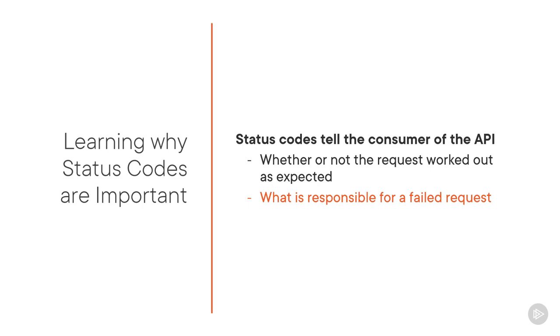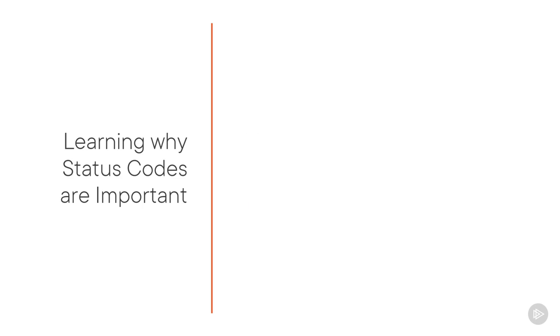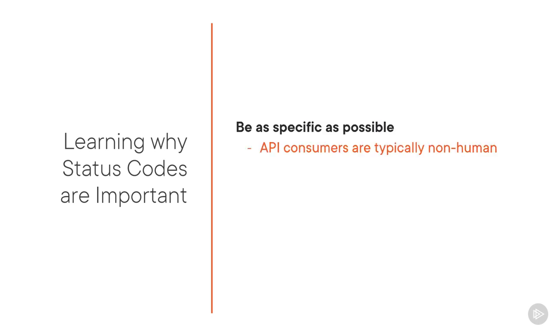We are currently returning 200 OK status codes. But if we keep on sending back 200 OK status codes for each and every request, the consumer of the API would assume the request worked out as expected, even if it went wrong. So it's important to be as specific as possible. And remember that consumers of the API are typically not humans. All these consumers can inspect reliably is that status code. They can't just read out and interpret error messages.